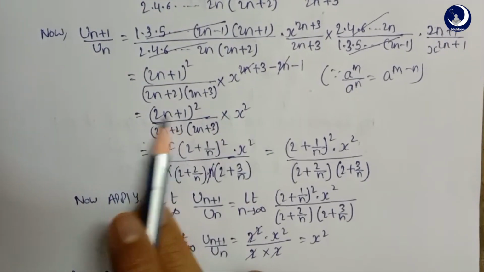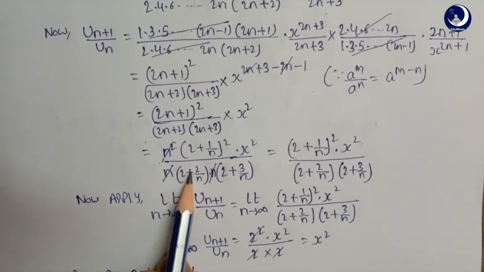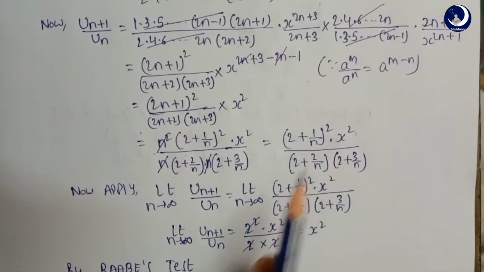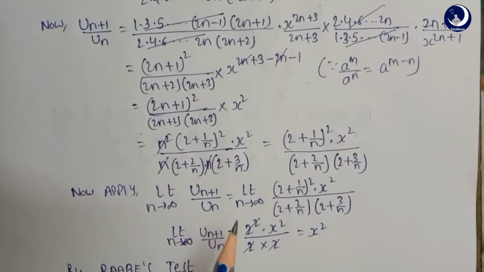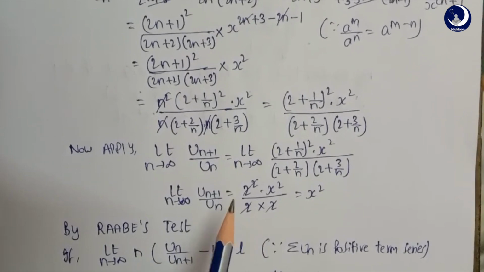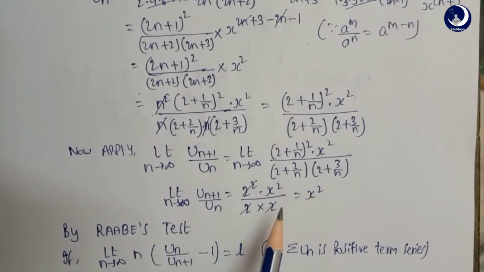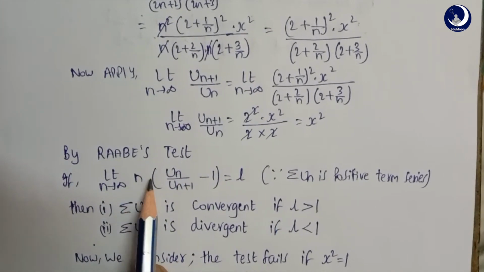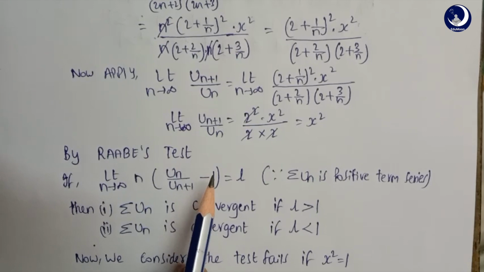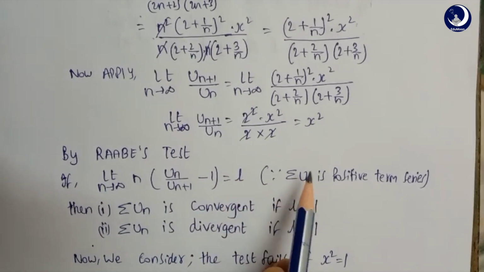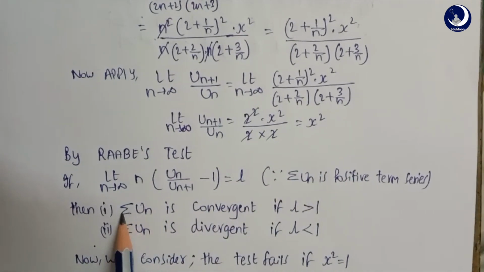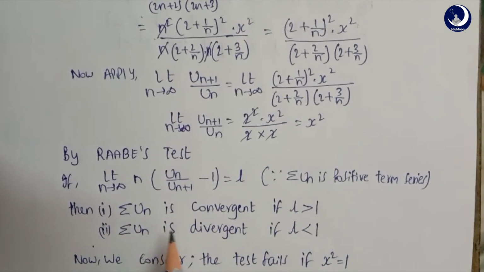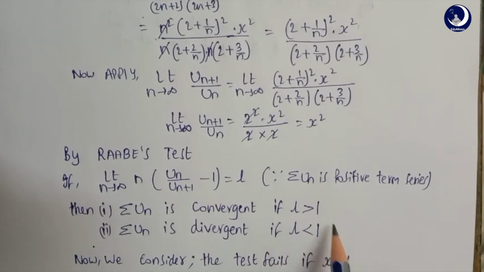Now I take n common from this, then I get (2 plus 1 by n) whole square by (2 plus 2 by n) into (2 plus 3 by n) into x square. Now apply the limit. Then applying the limit we get un plus 1 by un equal to x square. By considering Raabe's test, if limit n to infinity n into (un by un plus 1 minus 1) equal to L, if un is a positive term series, then sigma un is convergent if L is greater than 1, and sigma un is divergent if L is less than 1.